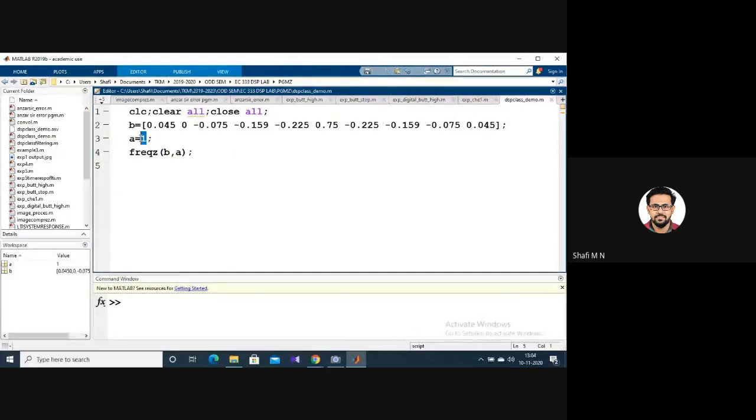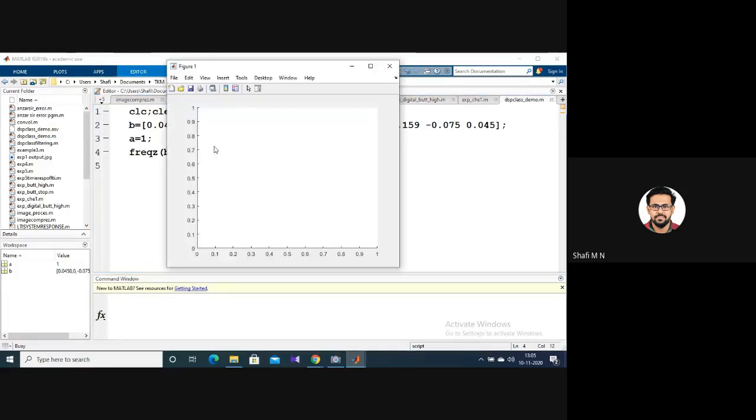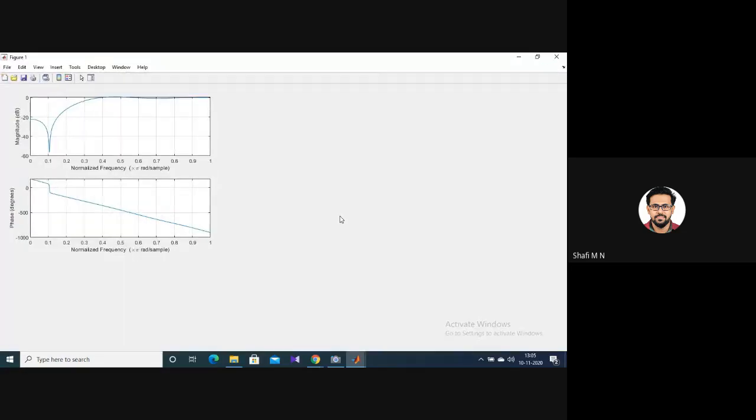A is 1 because it's a FIR filter. B is your numerator coefficient, which is the thing that you have designed, the design you did in class yesterday. Okay, I'm going to see the frequency response. The freqz command is used because it's digital. Okay, freqz of B, let me run the program. F5 shortcut. See this. This is the response that I got.